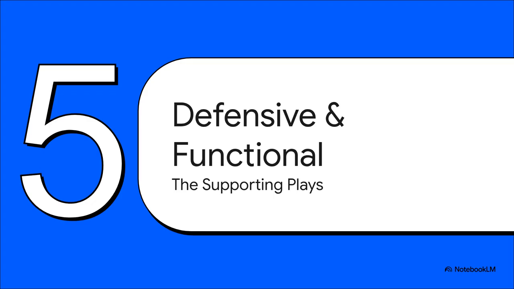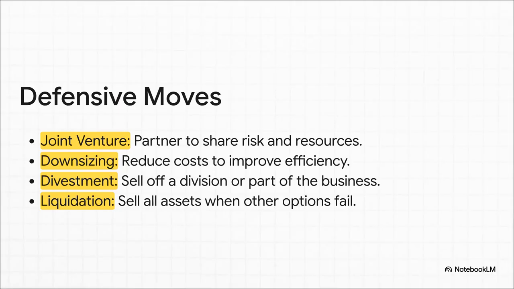But look, strategy isn't always about charging ahead and growing. A complete playbook also needs to have defensive moves for when times get tough. These are the crucial defensive plays you can make. A company might form a joint venture to share risk with a partner. It might go through downsizing to get leaner and more efficient. In more serious trouble, it might have to use divestment, which means selling off a part of the business. And as a final last resort, there's liquidation, selling everything to pay off the debts.